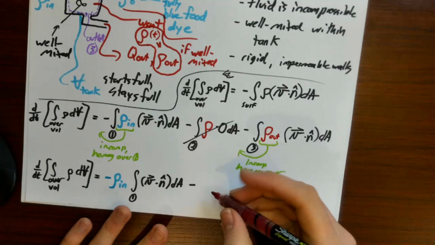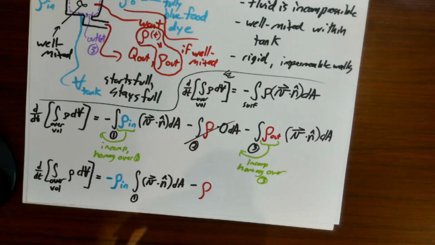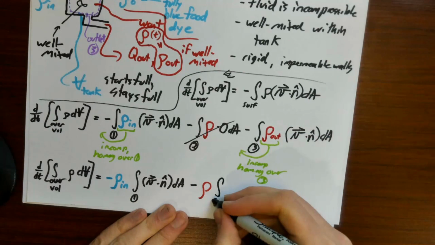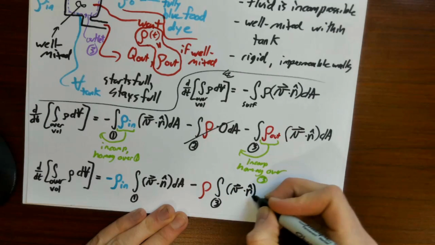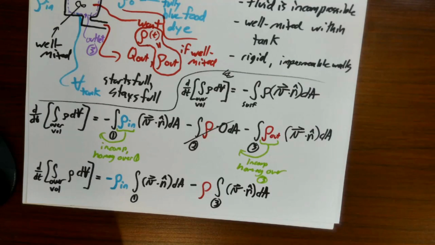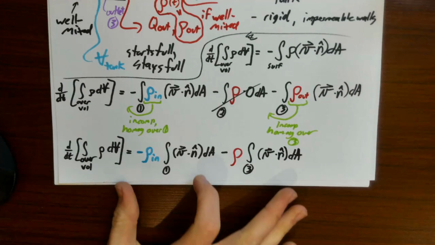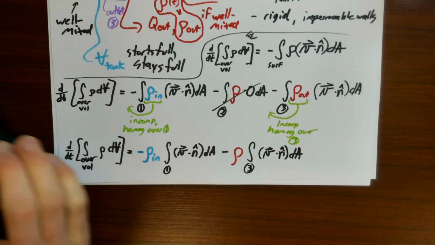So we're already making some progress towards our desired result. We now have rho times an integral over surface 3 of whatever v dot n dA happens to be at surface 3. All right, so we're making some progress. We're not all the way there yet, but let's now square away what some of these integrals are.